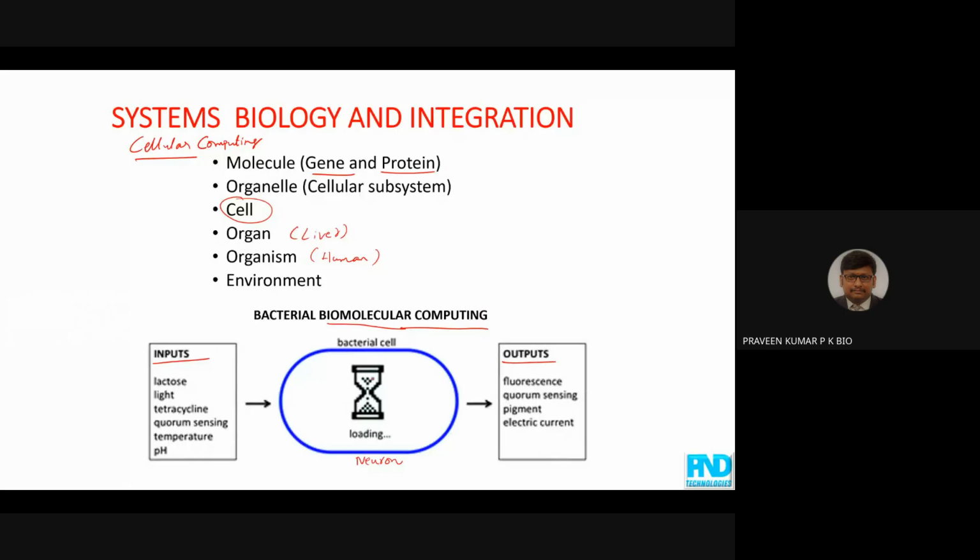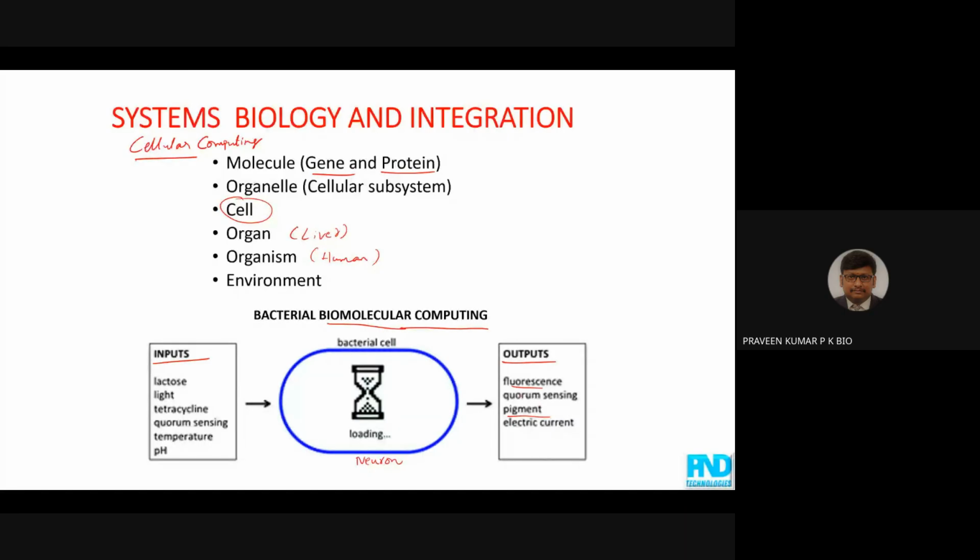the lactose consuming bacteria are able to produce fluorescence based on how much lactose is utilized. Similarly, based on light also, you are able to measure the fluorescence, how much light is taken by the bacterial cell. Similarly, we can see tetracycline and quorum sensing. Whatever inputs we give, we can get the output of the quorum sensing. And similarly, based on the light, even the pigmentation of the algae or the plant.